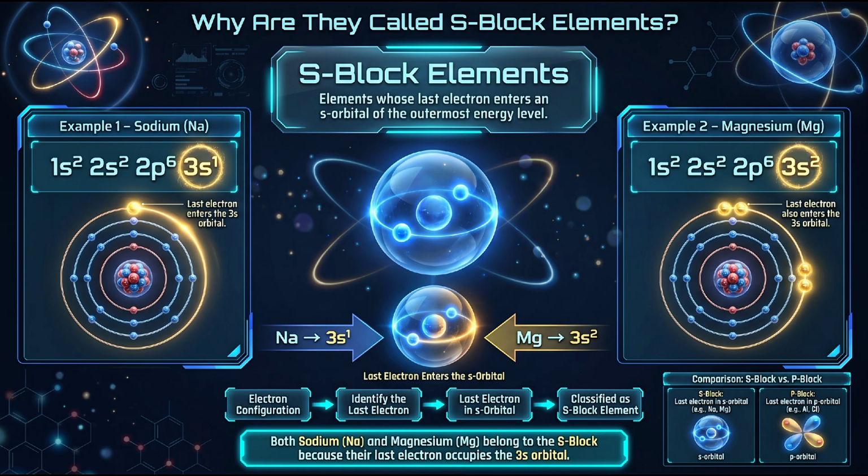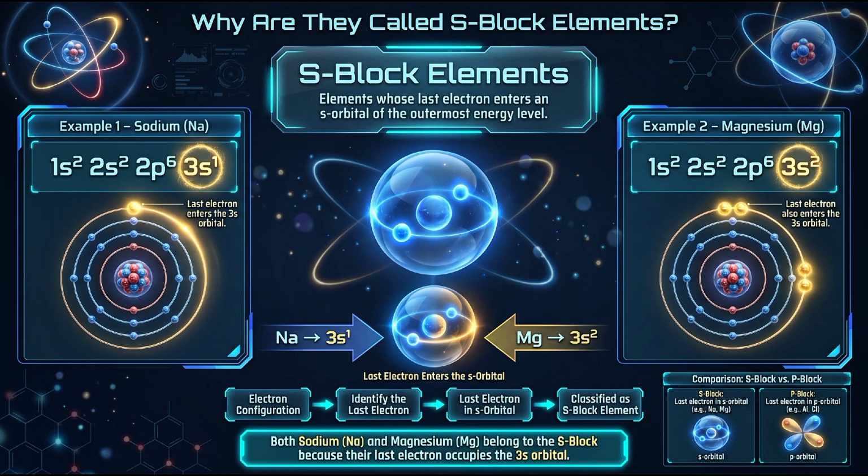If the last electron enters an s orbital, the element is called an s-block element. This is the simple rule that gives the s block its name. To understand this idea, it is important to know that electrons fill orbitals in a definite order according to the Aufbau principle, which states that electrons always occupy the lowest energy orbitals first before moving to higher energy orbitals. The first orbital to be filled is the 1s orbital, followed by 2s, then 2p, 3s, 3p, and so on.